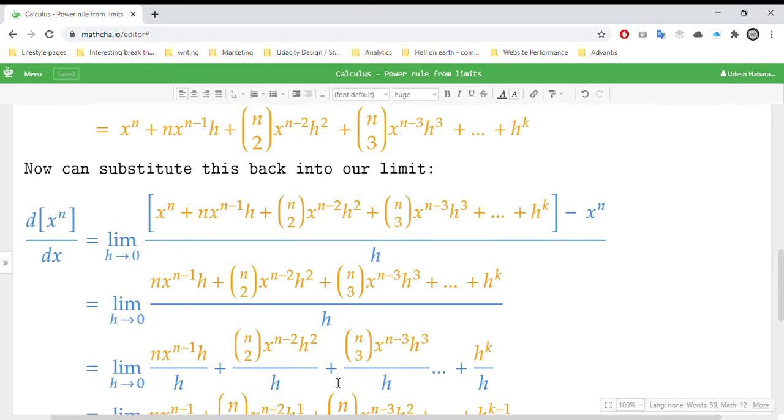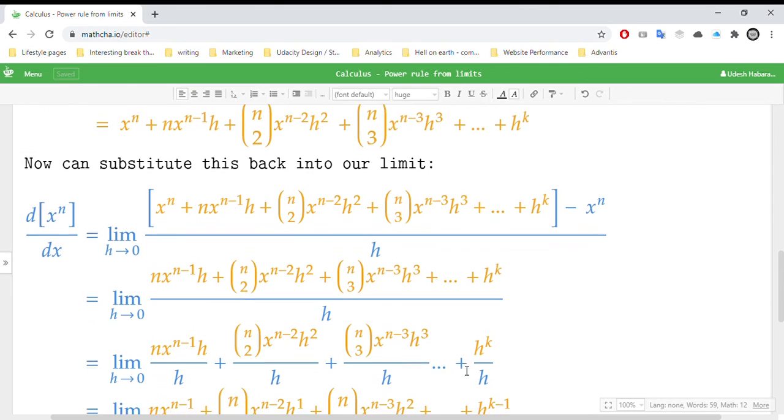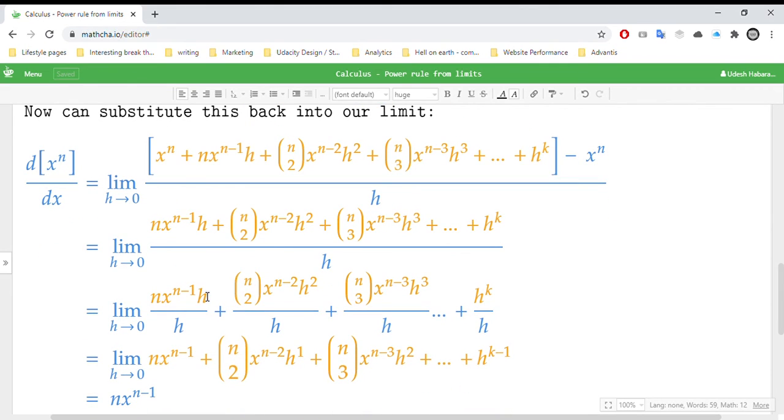And in the next step, I've just distributed this h into each of the parts of the summation, right? So we have this part divided by h, this part divided by h, this part divided by h, all the way to h to the k divided by h. So everything gets divided by h, right? So here, you just cancel these out, this goes away, and this becomes 1, and then this becomes 1. This cancels out, this becomes 2, etc.